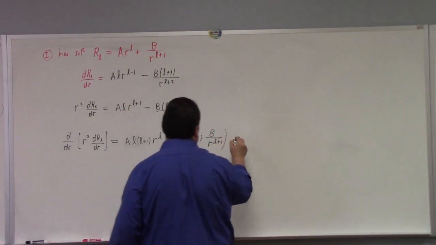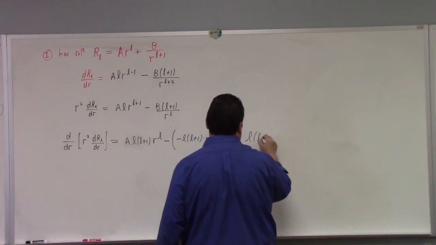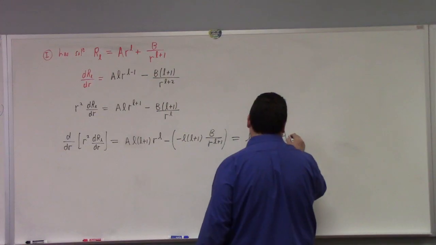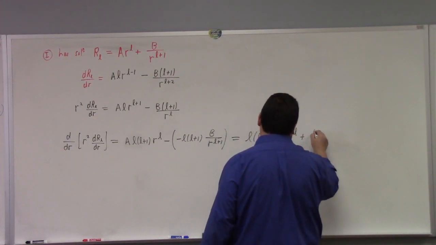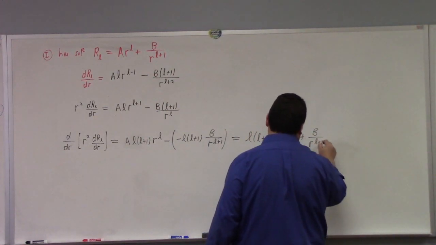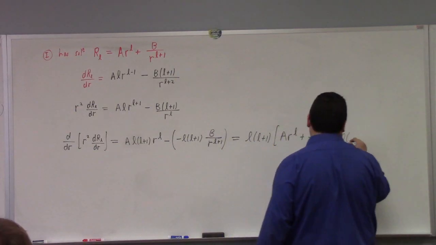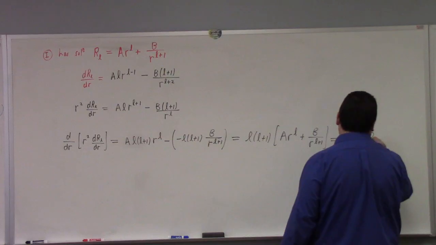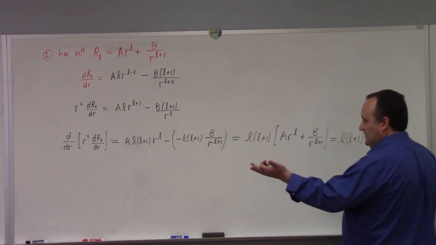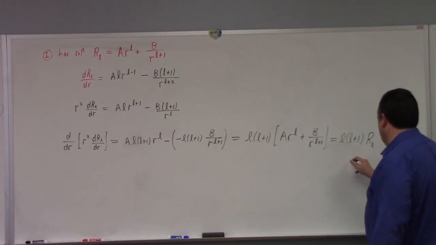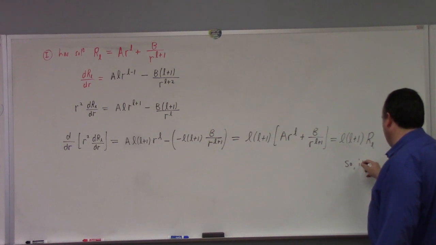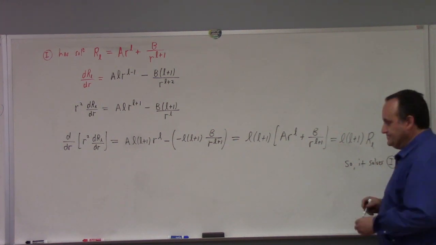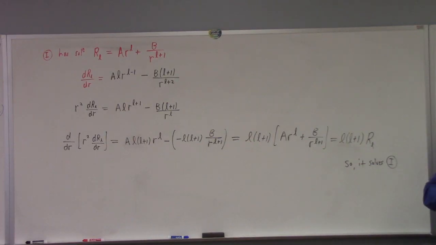Oh, cool. So that's L times L plus 1 times what? Times A R to the L plus B over R to the L plus 1, which is, of course, L times L plus 1 times R sub L, which is exactly what we want, so it solves equation 1, right? Right.